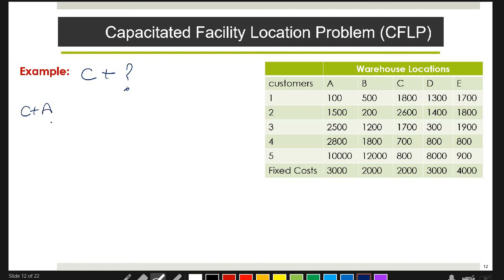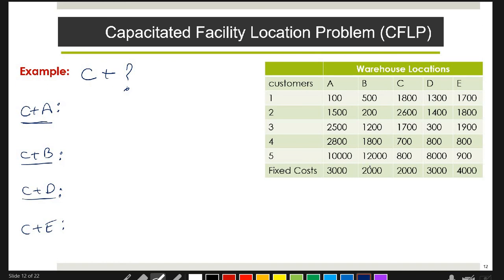I'm going to try alternatives. It can be C and B. It can be C and D, and it can be C and E. So now I am going to calculate the costs associated with these solutions. And how do I calculate C and A?